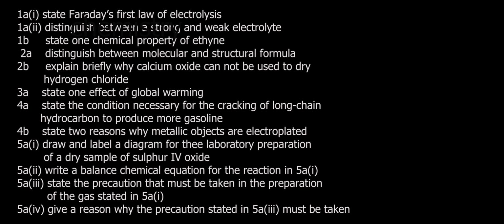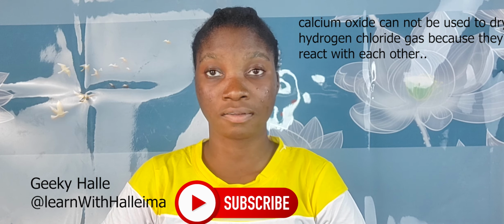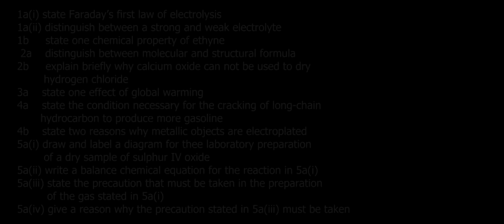2B. Explain briefly why calcium oxide cannot be used to dry hydrogen chloride gas. Calcium oxide cannot be used to dry hydrogen chloride gas because they react with each other.